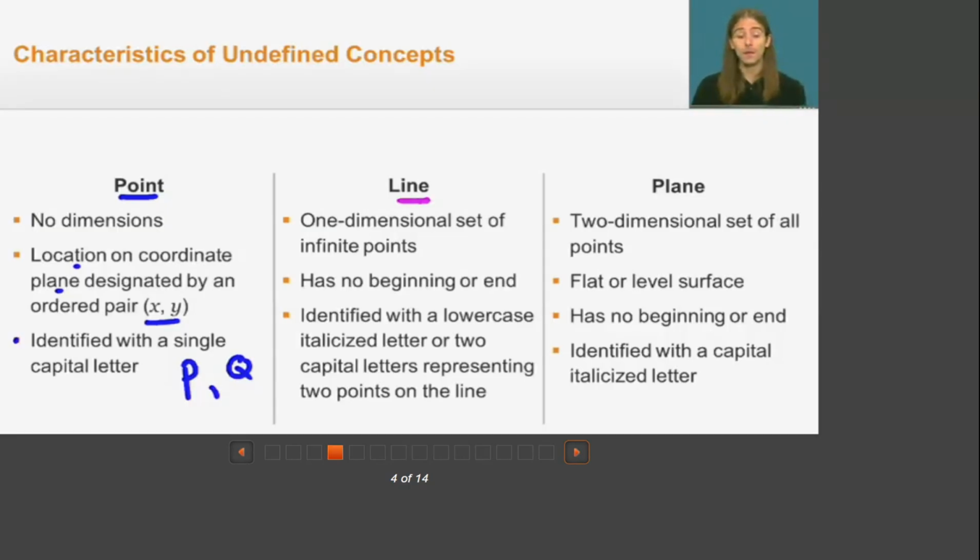Lines consist of one-dimensional sets of infinite points. They have no beginning or end, and we identify them with a lowercase italicized letter or two capital letters representing 2 points on the line. And remember, when you do that, you put a little picture of a line up on top of them. Finally, we learned about planes and said that they're a two-dimensional set of all points extending in a length and width direction. And really, we can think of these as being flat, level surfaces with no height, no beginning or end, and we identify them by using a capital italicized letter.